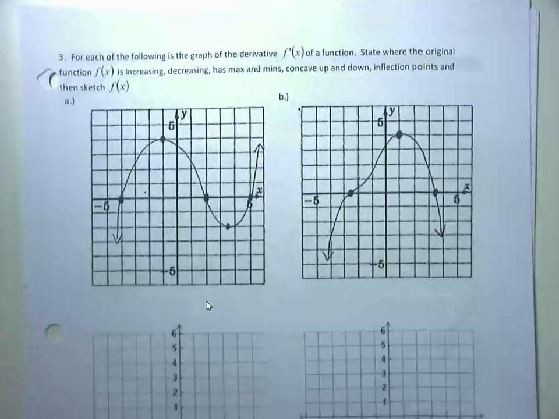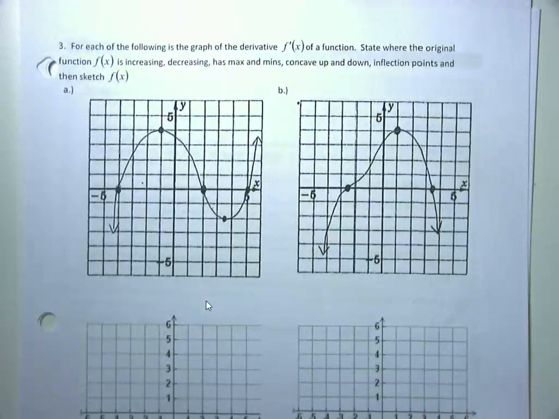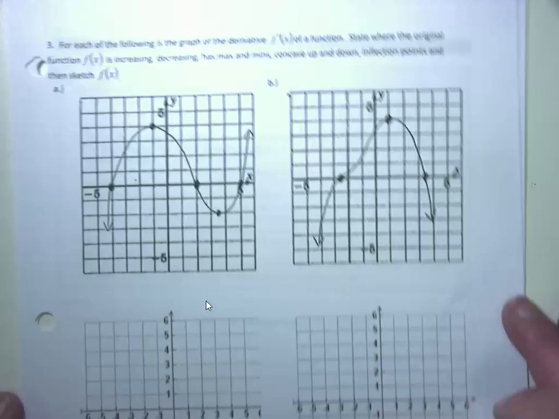So we've got some more problems here. Same idea. Each of the following is the graph of the derivative. There's two of them here. There's this one and there's this one. State where the original function f of x is increasing, decreasing, has maximums and minimums, concave up, concave down, inflection points, and then sketch the actual graph. Well, that sounds like a lot of stuff to do. So let's see if we can just sketch the original graph, and then we can talk about where it's increasing and decreasing and stuff like that.